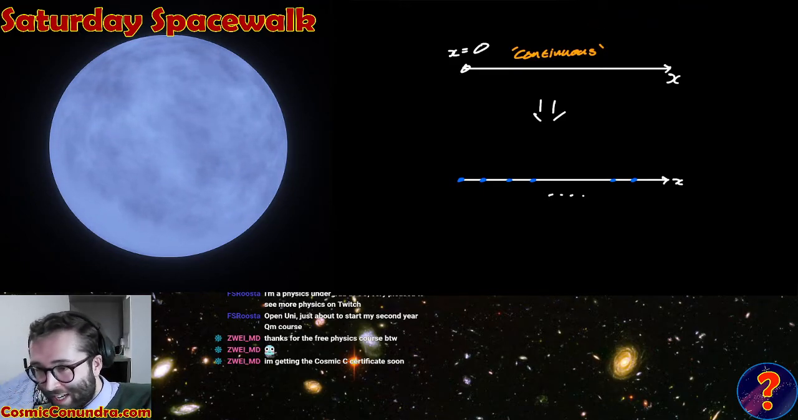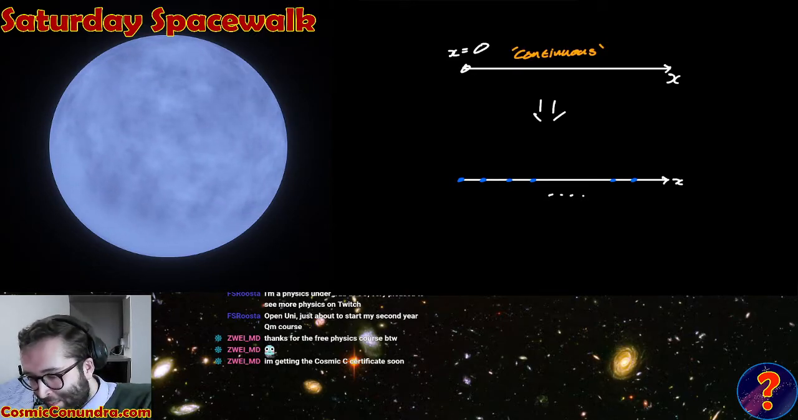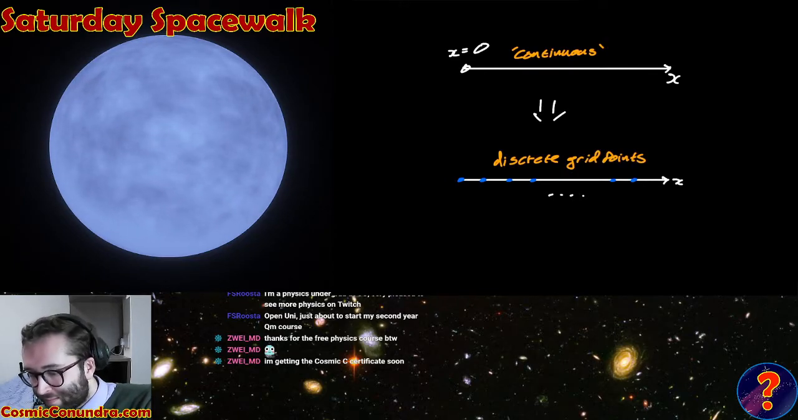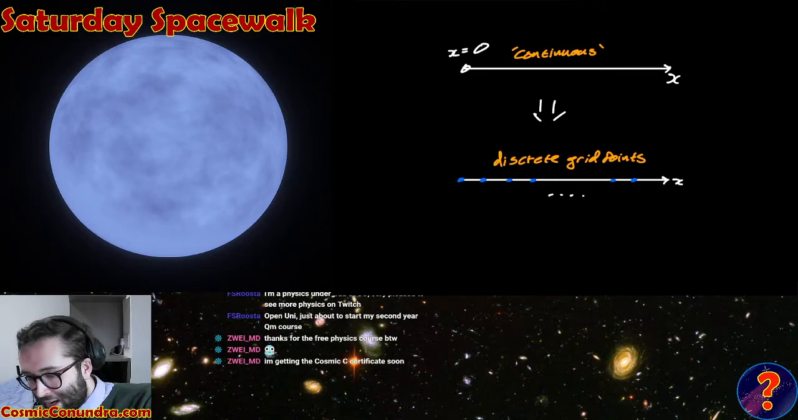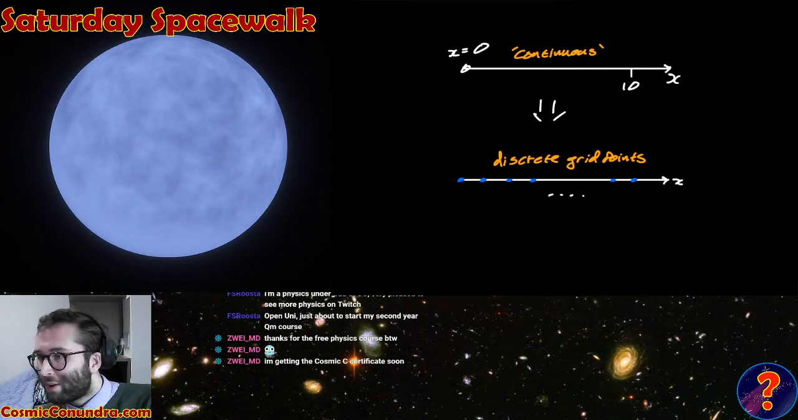We're going from a continuous variable along the x-axis up to now to discrete grid points that I've labeled in blue. So I'm going to choose to go up to x is 10 here. X is 10 is going to be the limit I want to solve the equation up to.